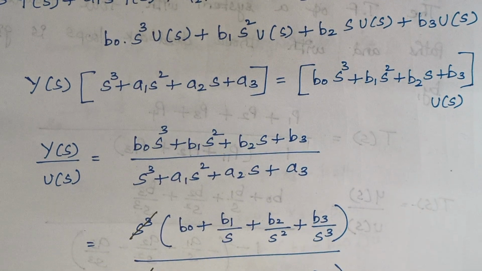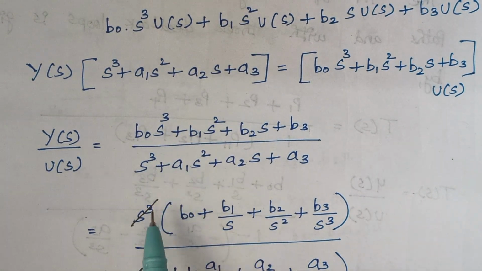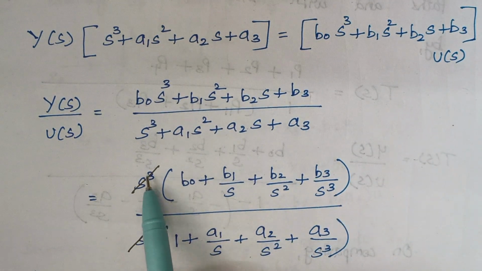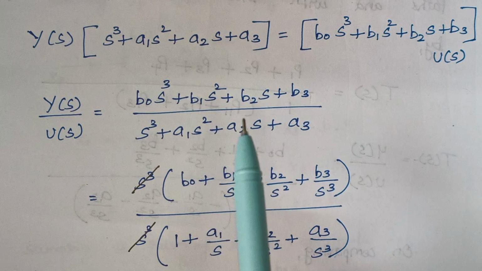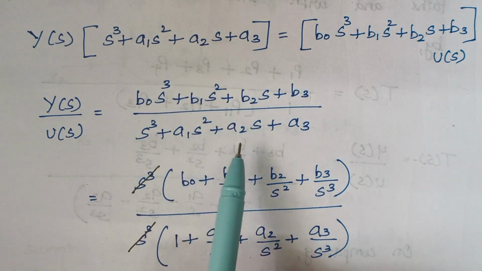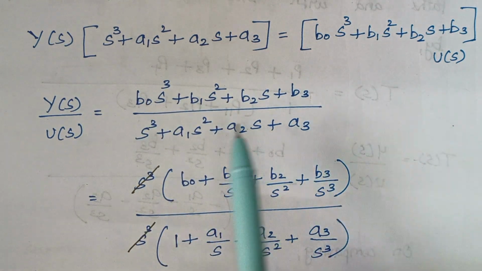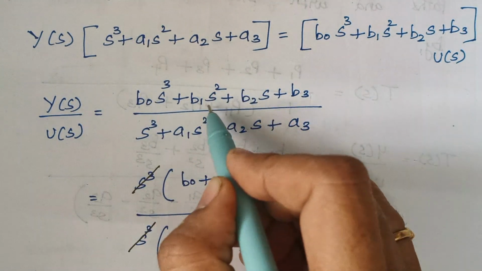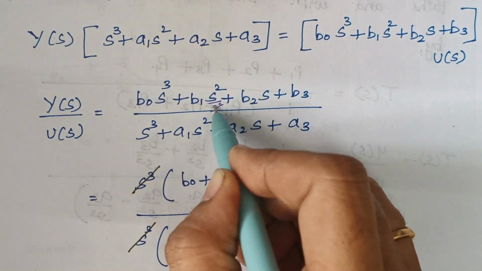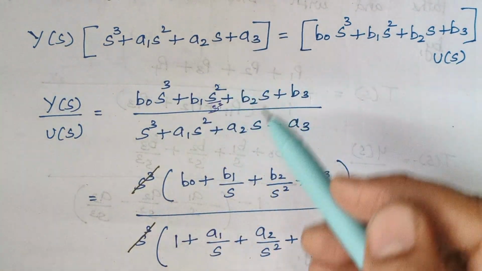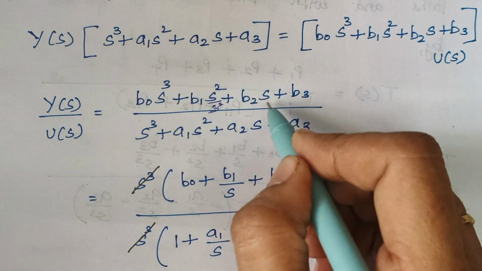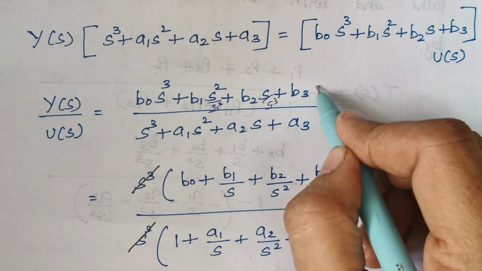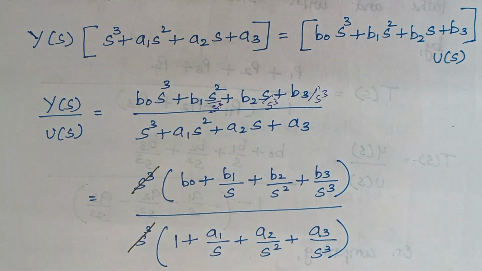And the next thing is here I am taking s cube outside both in the numerator as well as in the denominator. So when you take s cube here, that is what it means. We have to divide this numerator and denominator by s cube. That's it, right? So here b naught, s cube cancels each other. And here s square by s cube means, these two cancel. So b1 by s is the remaining term. Likewise, b2 s by s cube means b2 by s square. And here b3 by s cube, right?